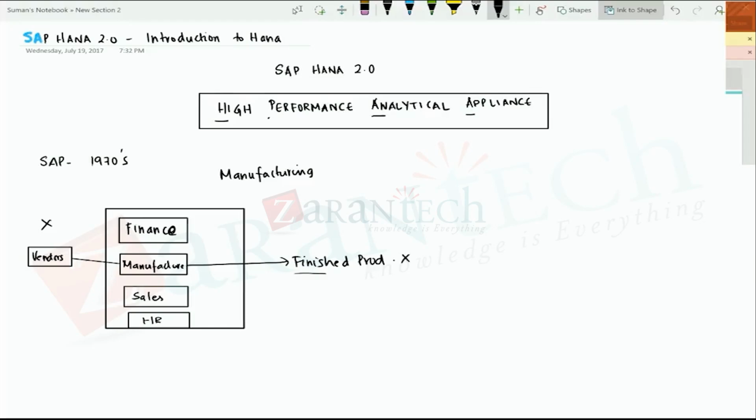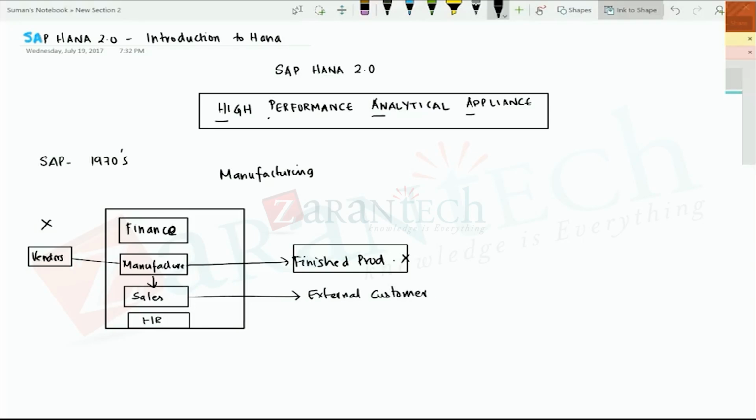Once they have finished the product called X, they have to start selling this product, right? Though the manufacturing team is working on creating this finished product, the manufacturing team has to rely on the sales department. The sales department is the one that reaches out to the external customers and starts selling the product.